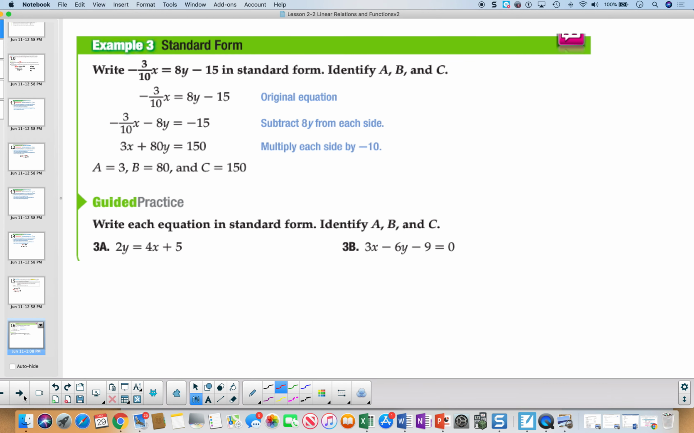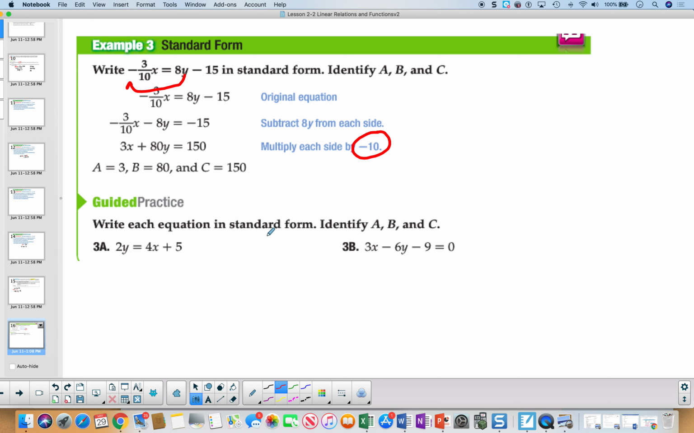Let's go ahead and work with a linear equation and identify A, B, and C. So what we want to do is move the y to the other side. And so now that'll be negative 3/10x minus 8y is equal to negative 15. So we have it in standard form. We can go one step further and get rid of the fraction by multiplying by negative 10. And then our A, B, and C are now integers, which is what we want. We want to be able to have A, B, and C be integers.